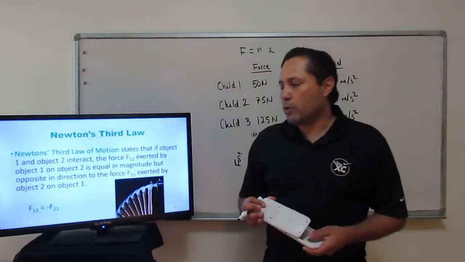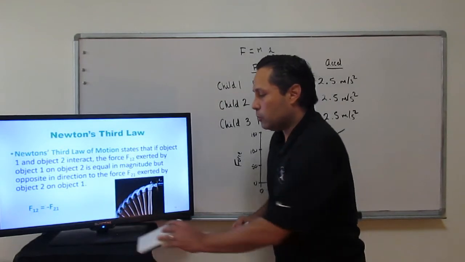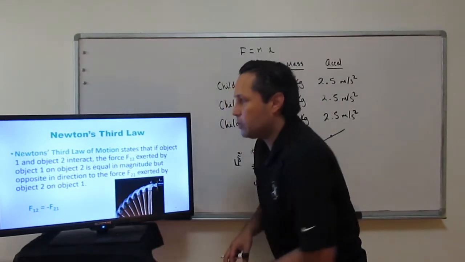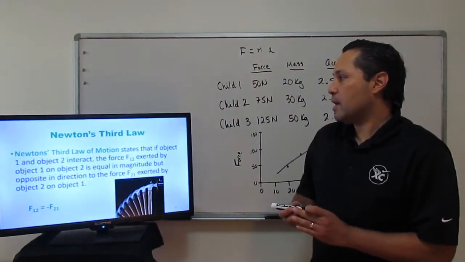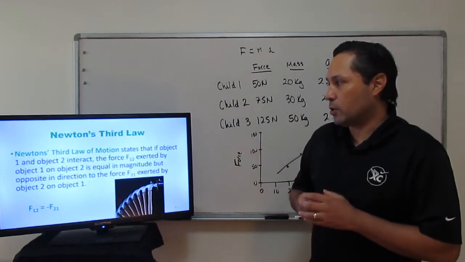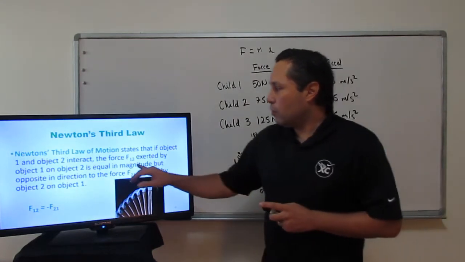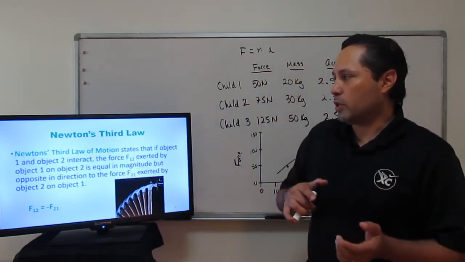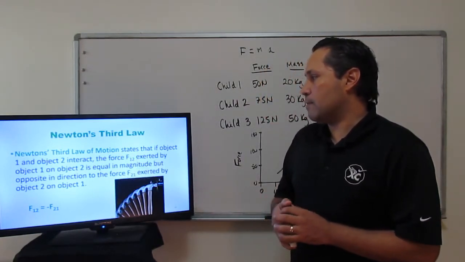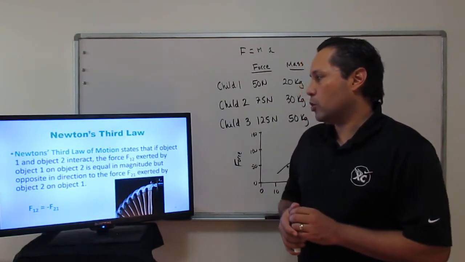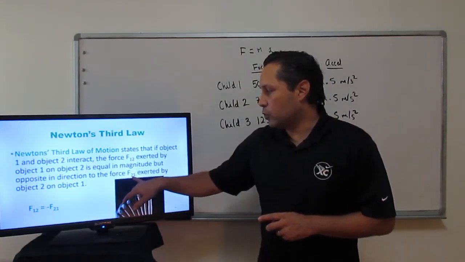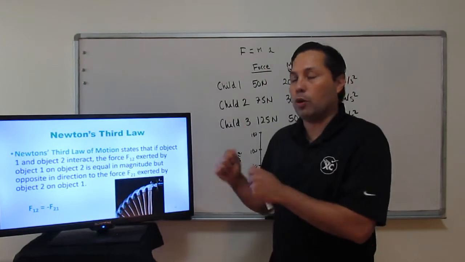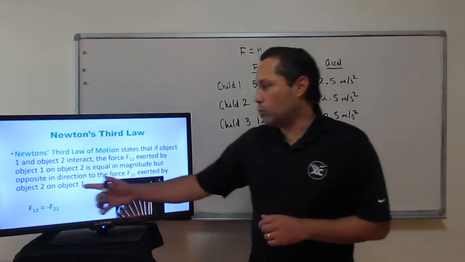Next, we're going to go ahead and talk about Newton's third law. Newton's third law of motion states that if object 1 and object 2 interact, the force F12 exerted by object 1 on object 2 is equal in magnitude but opposite in direction to force F21, which is the force exerted by object 2 on object 1.